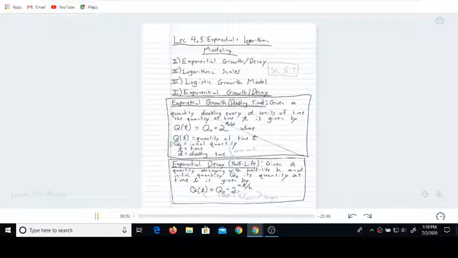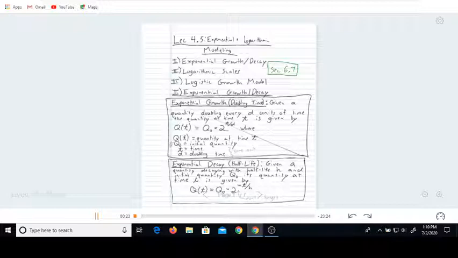Alright, here we have lecture 4.5, the very last lecture in college algebra. We are now at the conclusion of the course. This corresponds to section 6.7 from the textbook. So if you need additional reading materials or additional examples, highly recommend you check out that section from the textbook.